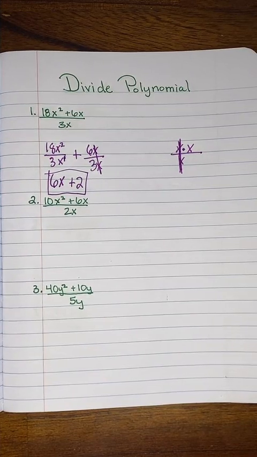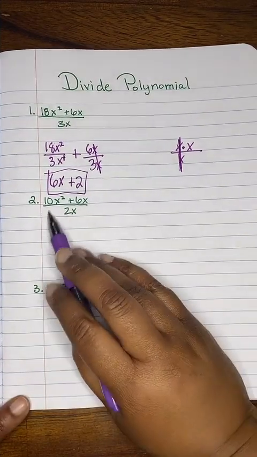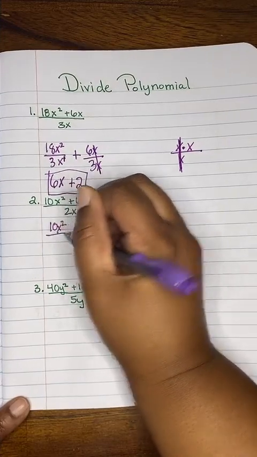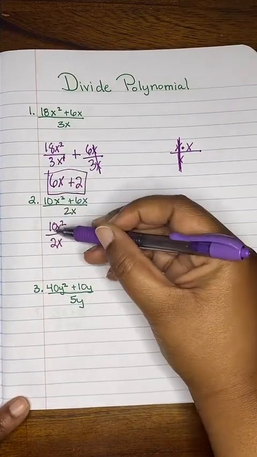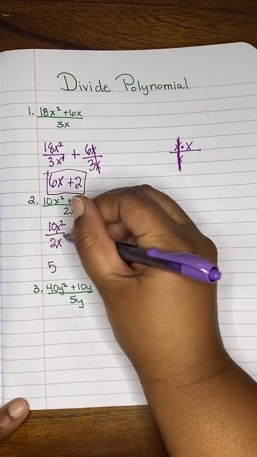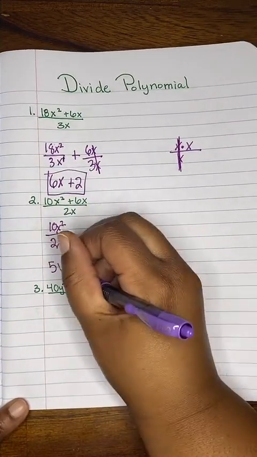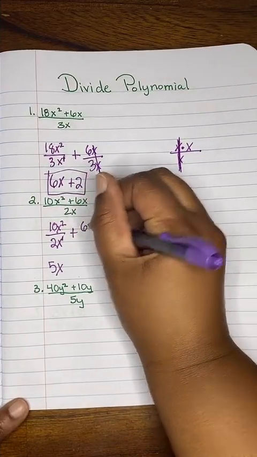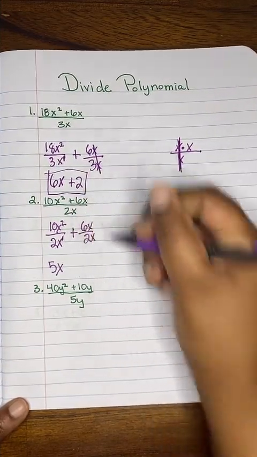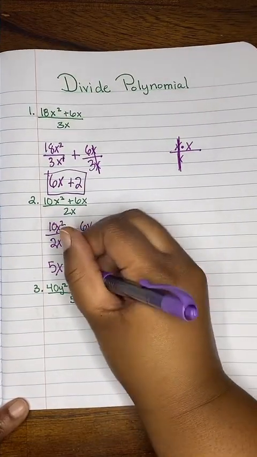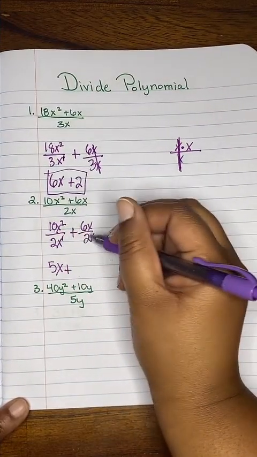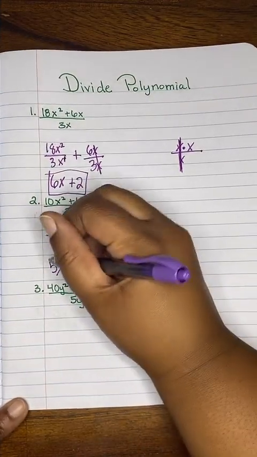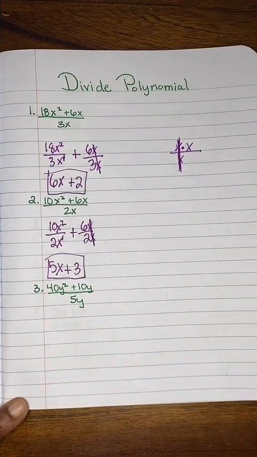5x. Okay, Rub said 5x. All right, good. So we do 10x squared over 2x. 10 divided by 2 is a 5. And then remember, we subtract these, so we have 1x left. This other side, we're going to do 6x over 2x. Sam said plus 6, 6 divided by 2 is a 3. These x's cancel, and this is your answer.